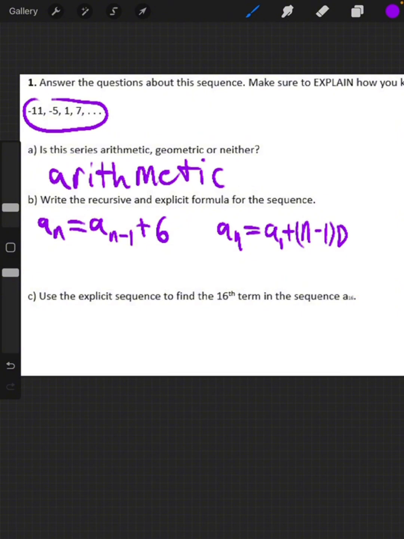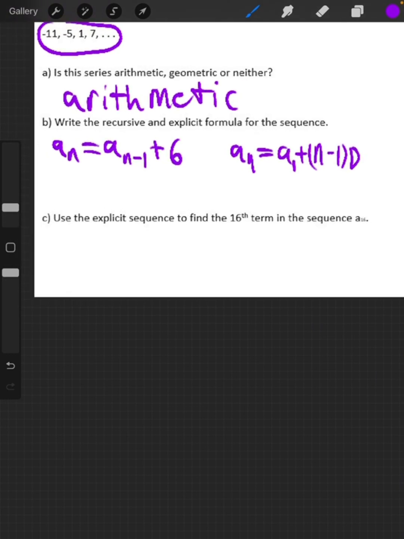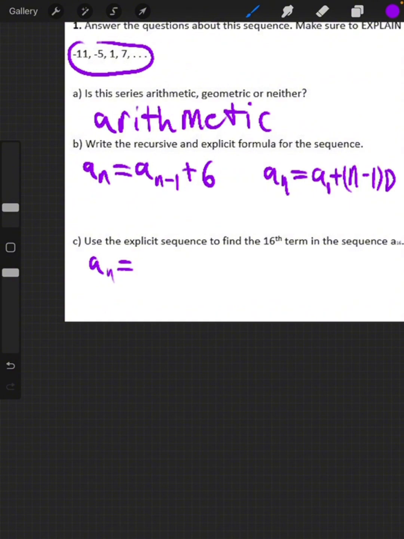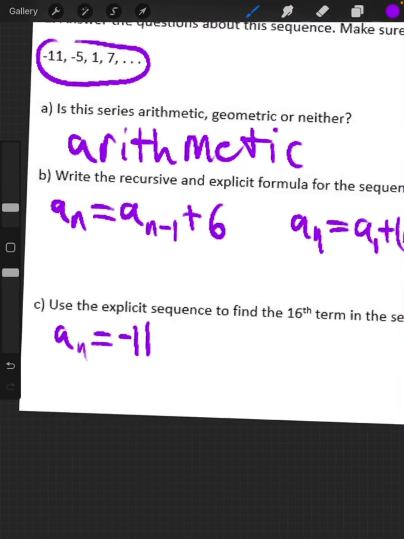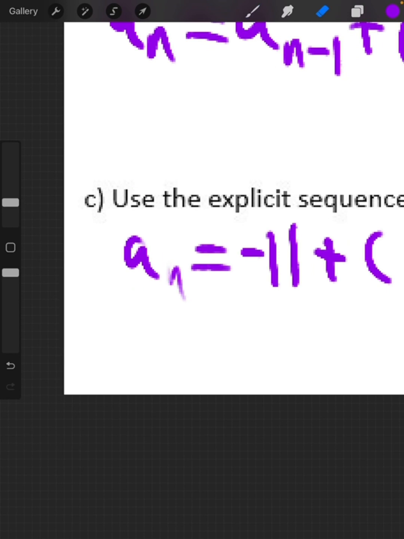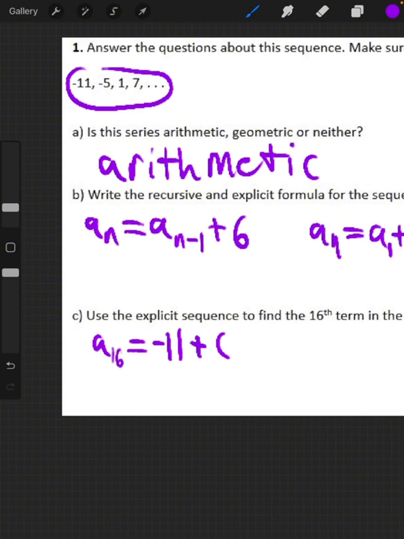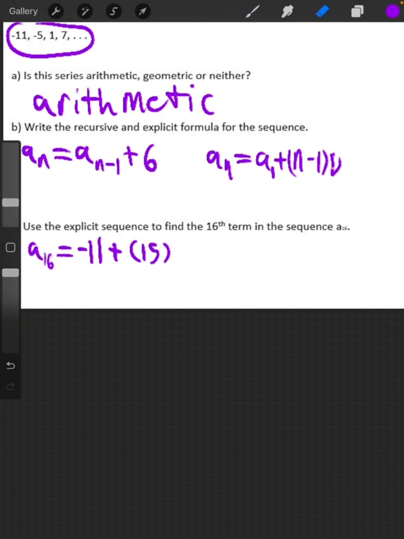Anyways, now we have to use the explicit formula to figure out what the 16th term would be. So a_n equals a_1, which would be the first term, -11, plus (n minus 1), which is 1 less than n, and n is supposed to be 16. I actually thought about writing it like that, and then I forgot. So 16 minus 1 would be 15. So it's 15 times d.